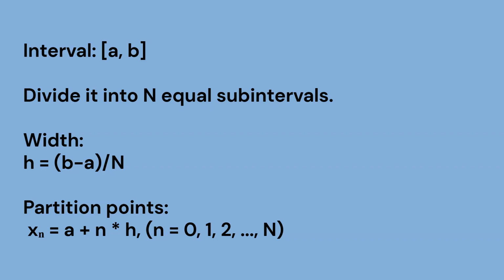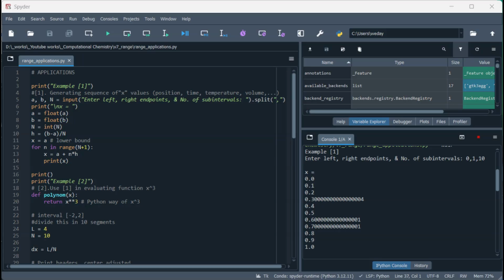Suppose you want to divide an interval AB into n equal subintervals. Then the width is h equals (b minus a) over n. The partition points x_n are x_n equals a plus n times h for n equals 0, 1, 2, ..., n. You can generate these n plus 1 values using range(n + 1).